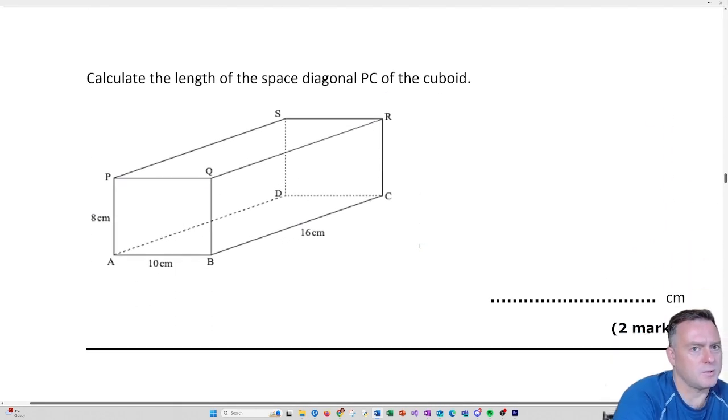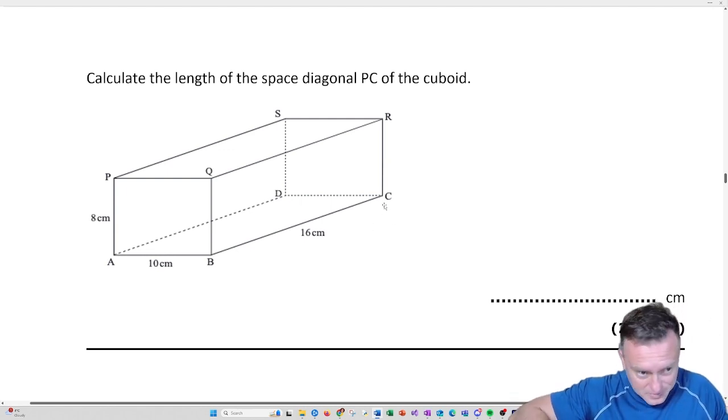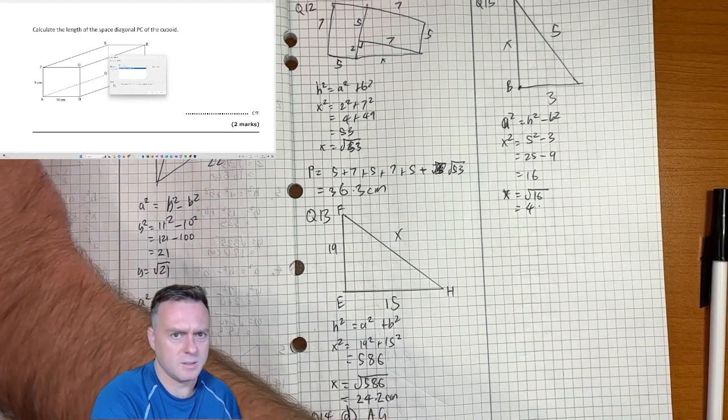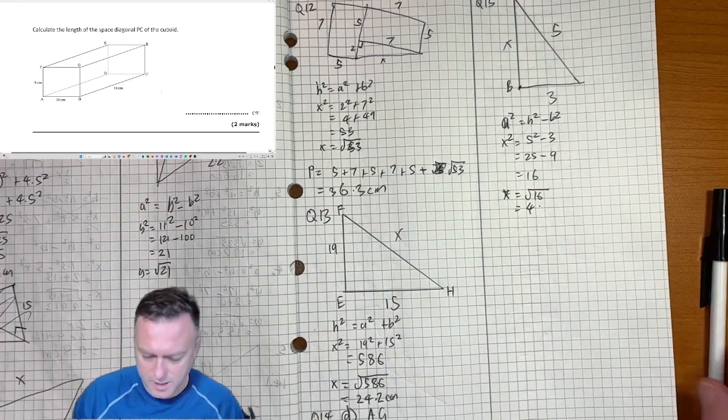Calculate the diagonal space P to C. Where's P? So there's P. And we go to the C, so we're going to go across. So this is one of those cookie cut questions. So you know it's 10 across there and 16. So if we looked at the very top down, we would get something like this picture. So let's draw that.